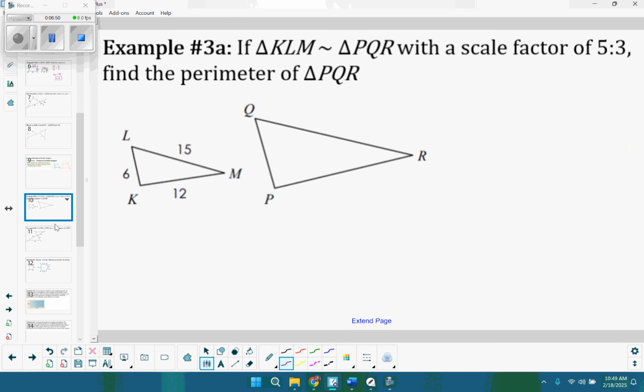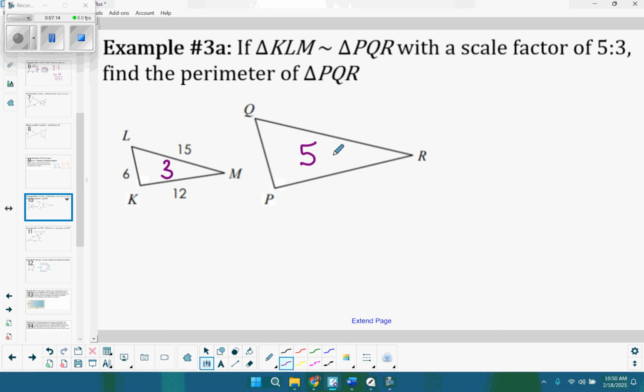So for example, 3A, we're given that the triangles are similar with a scale factor of 5 to 3. We want to find the perimeter of triangle PQR. So from KLM to PQR, new to old. So the new shape was PQR, the old shape was KLM. So 3 to 5, 5 to 3, okay?